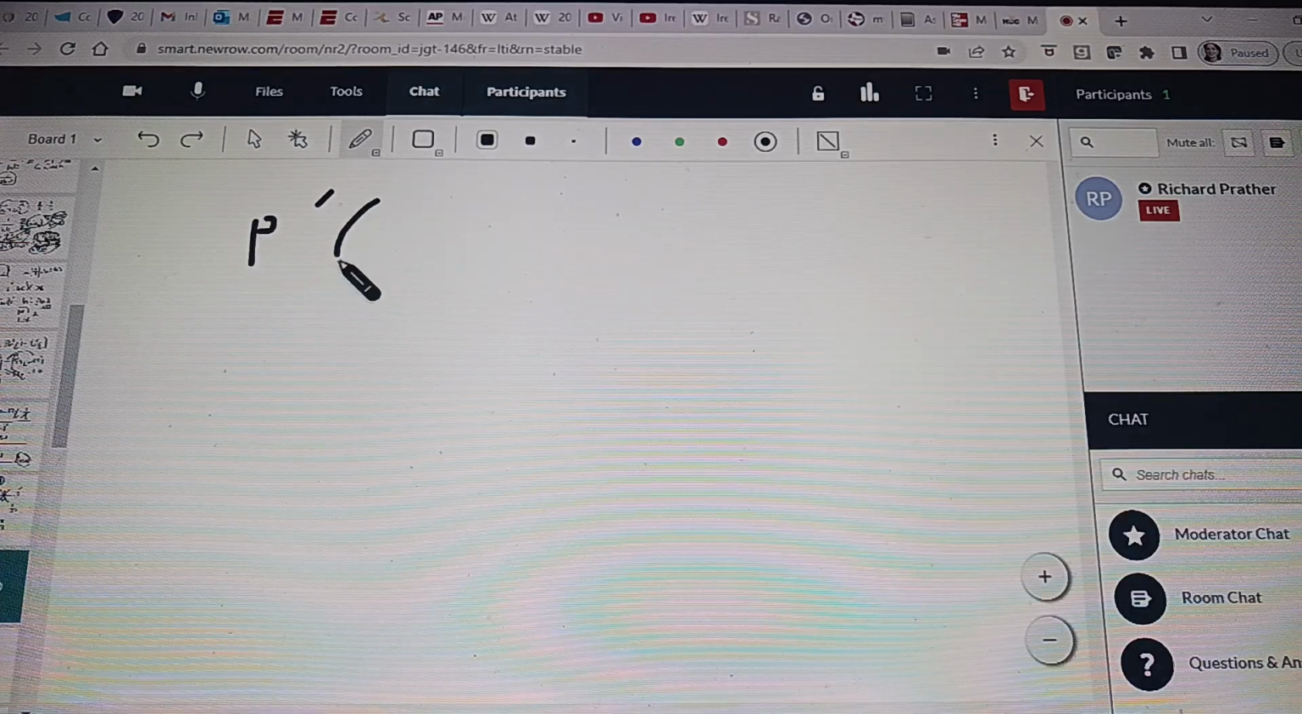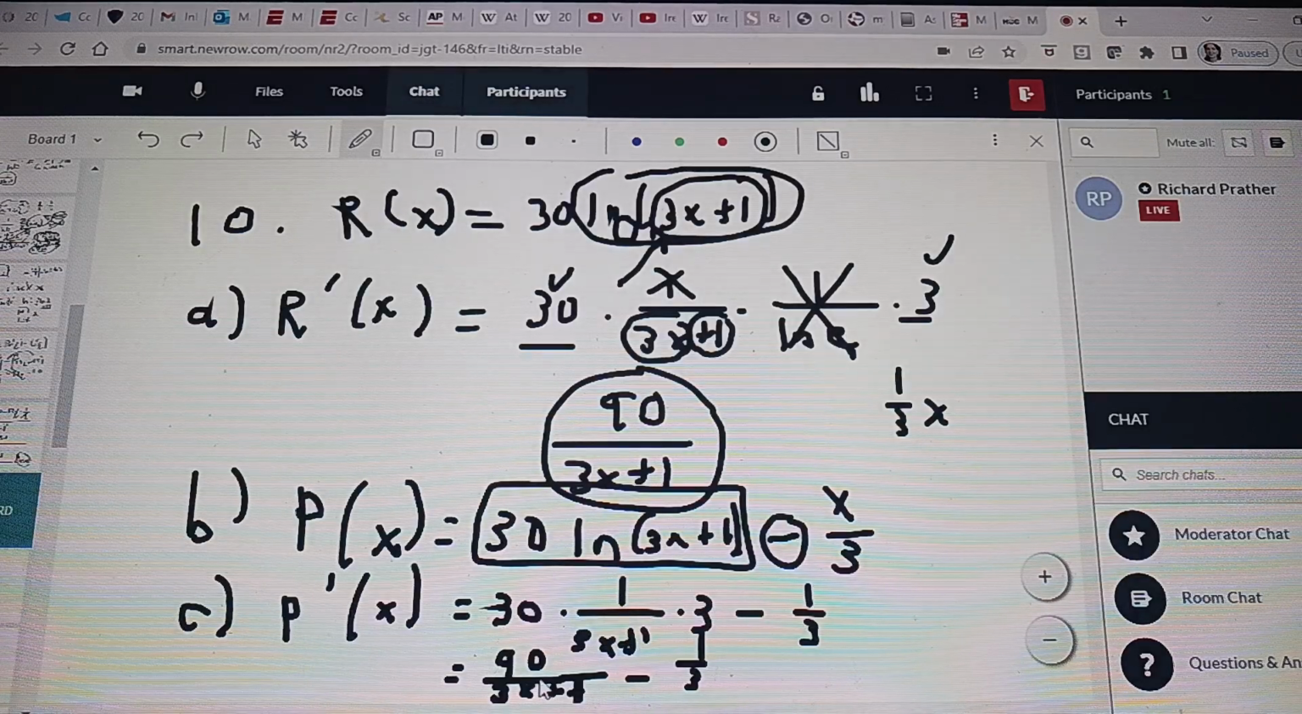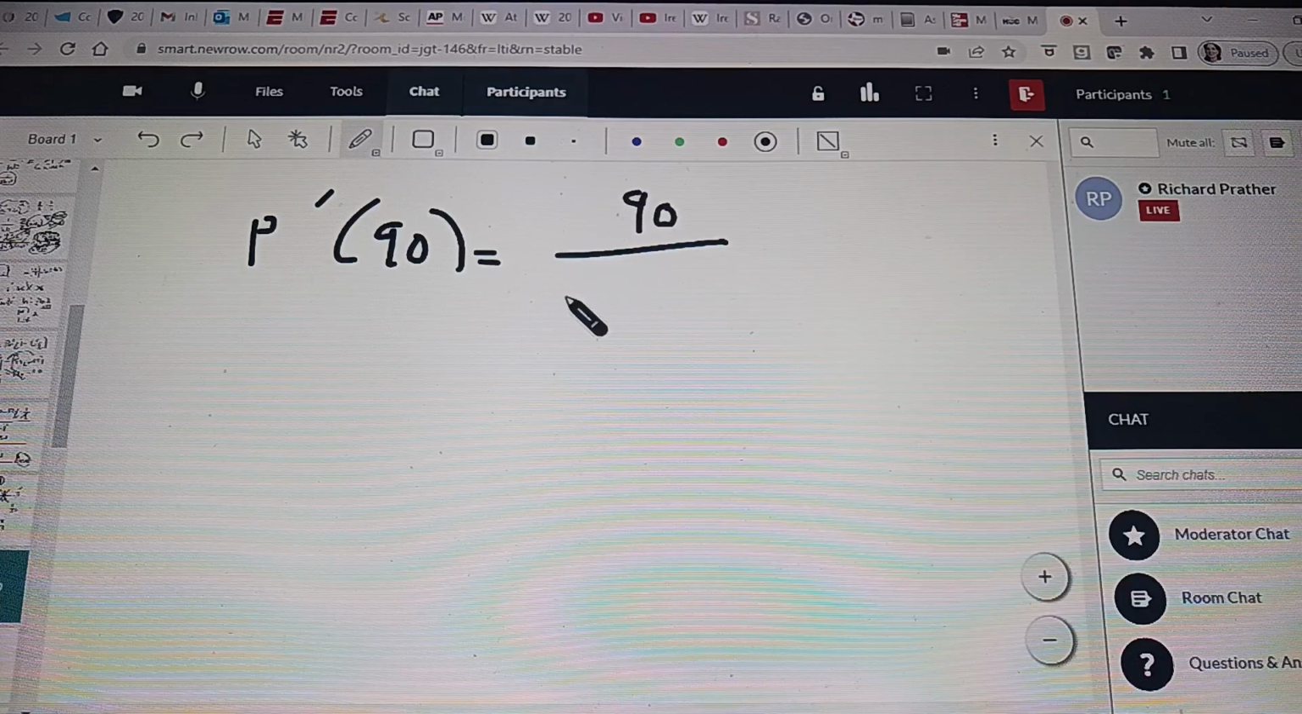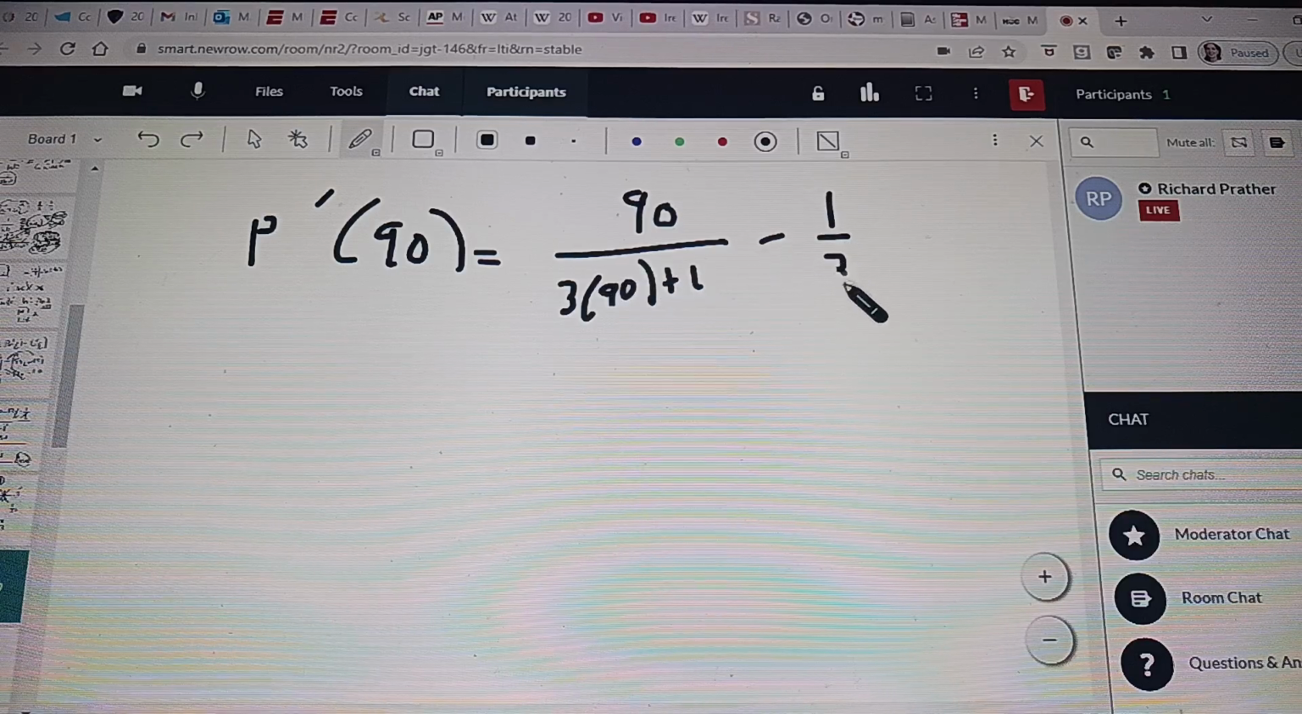Now we can do p prime of 90 by putting a 90 right here where this 1x is. And the 90 in the question is just a coincidence compared to this 90 that happened to come from the derivative. So this is not me plugging in a 90 right there. But here's where I'm plugging 90 in: 3 times 90, plus 1, and then minus 1/3.